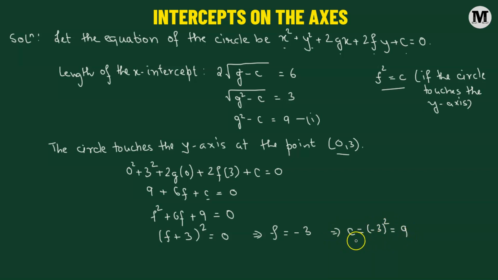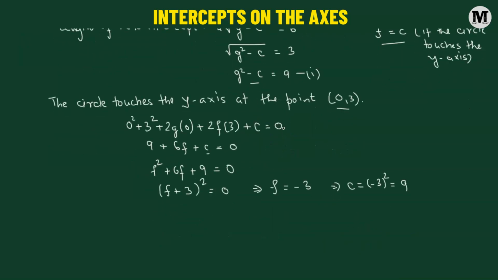Now we have the value of c as well, which we can replace in equation number 1 to get the value of g. So equation number 1 will now become g squared equals c plus 9. C is 9, so 9 plus 9, that's going to be 18. So we get g equal to plus or minus 3 times square root of 2. So we have the value of g, we have the value of the constant f, which is negative 3, and we have the value of c as well, that's 9.